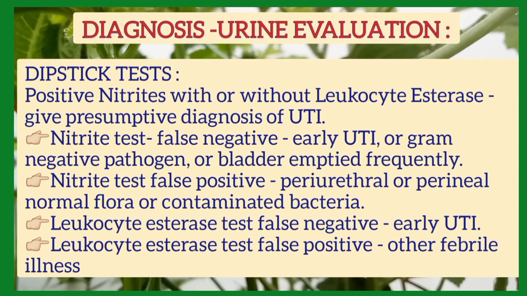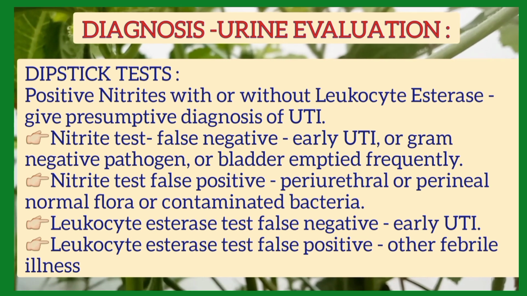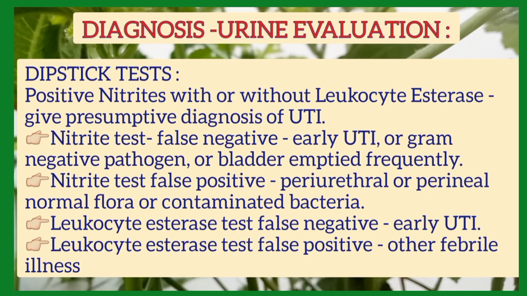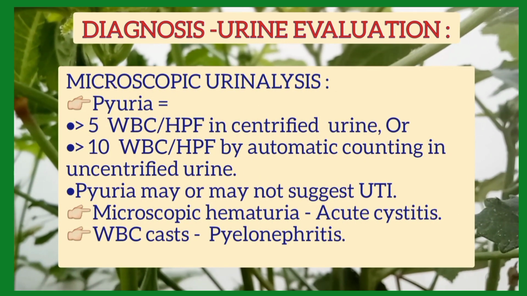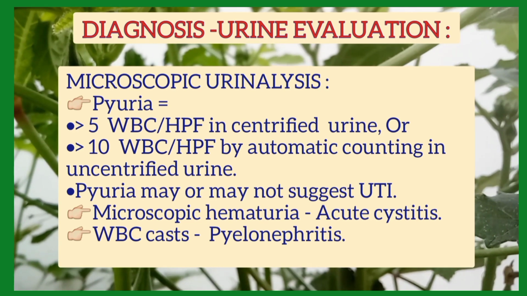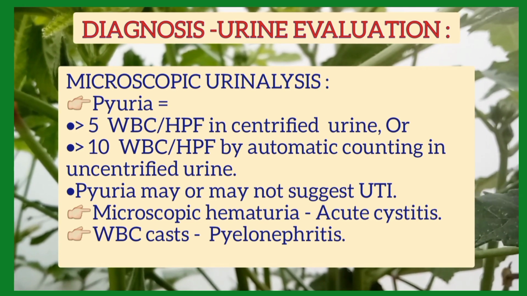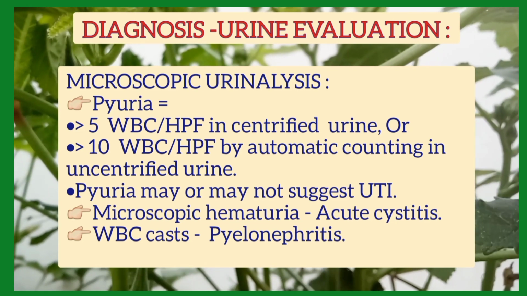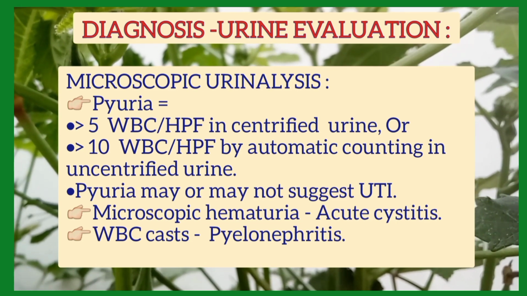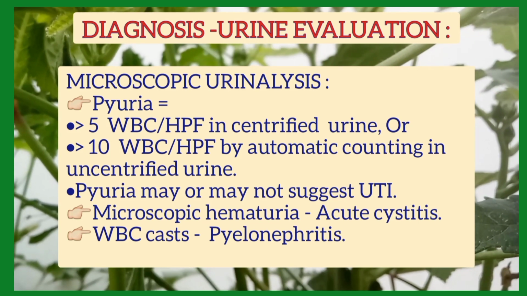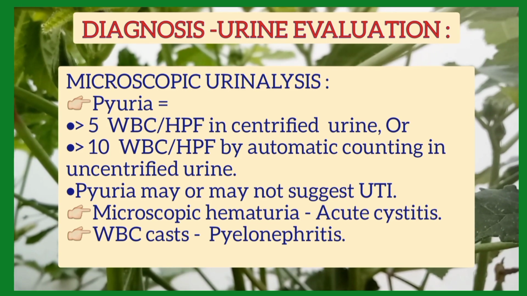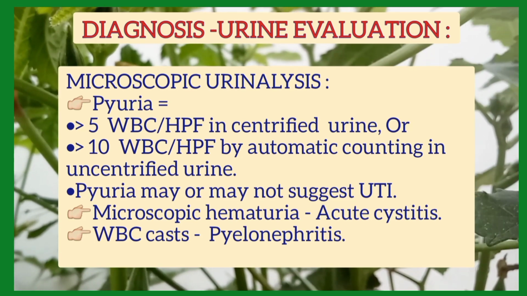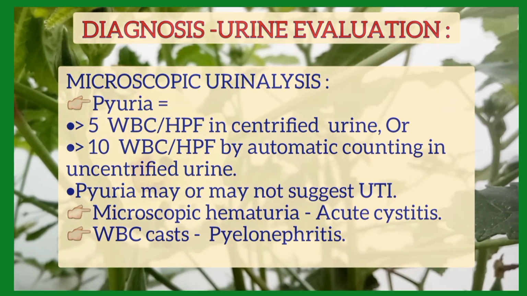Leukocyte esterase test is false negative in early UTI, and it is false positive in other febrile illnesses such as vaginitis. Now, on microscopic urinalysis, there is pyuria if there are more than 5 WBCs per high power field in centrifuged urine, or more than 10 WBCs by automatic counting in uncentrifuged urine. Pyuria may or may not suggest UTI. Microscopic hematuria is present in acute cystitis, and WBC casts are present in pyelonephritis.